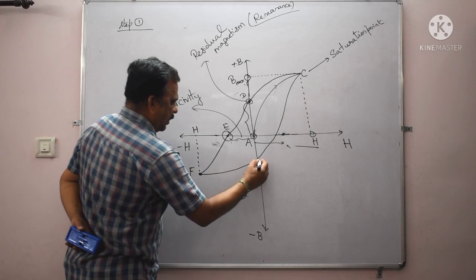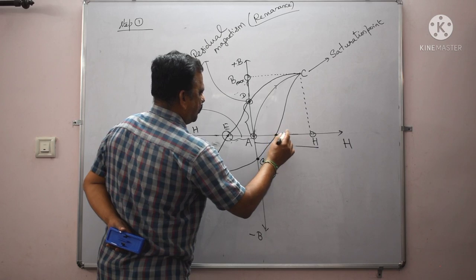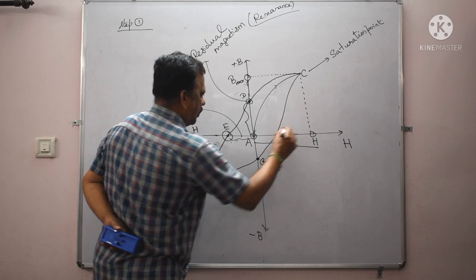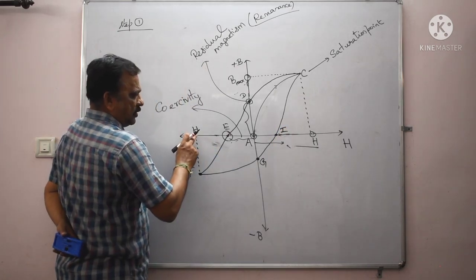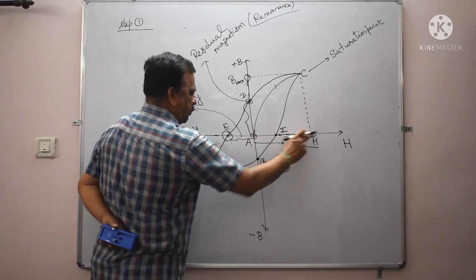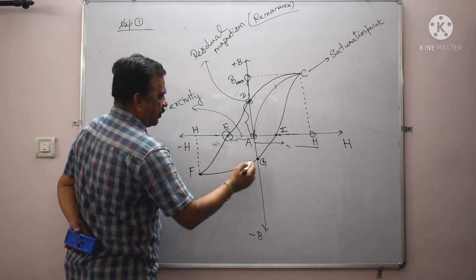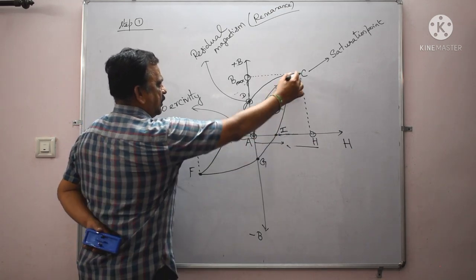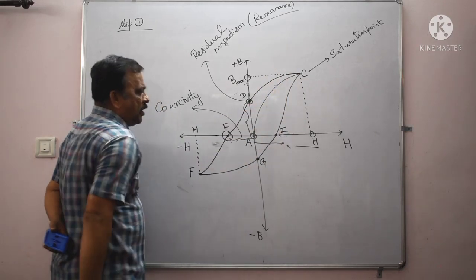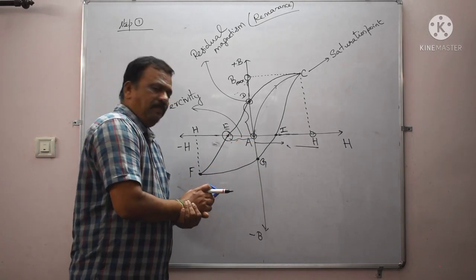Let me take this point as G. Already H is there. So from H onwards, if I decrease the magnetic field to 0 and again increase the magnetizing field up to H, the curve will follow the path F, G, I and C. Now this complete loop, the curve what you have got, is called hysteresis loop or hysteresis curve. Is it clear? Right?